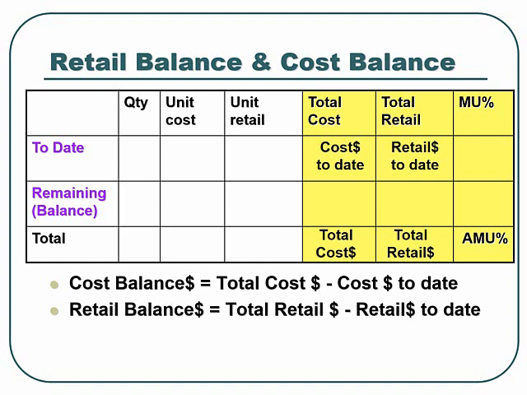So based on what we need for total cost and total retail, and what we already have to date, so cost dollar or retail dollar to date, given these pieces of information, how can we calculate the cost balance and the retail balance? Let's think about it. Given what we learned about this setup, the quantity, unit cost, unit retail, total cost, total retail, markup percent, and the AMU percent calculation, what's AMU and how it's calculated, given the knowledge of these, how can we calculate the cost dollar or cost value of the balance and the retail value of the balance?